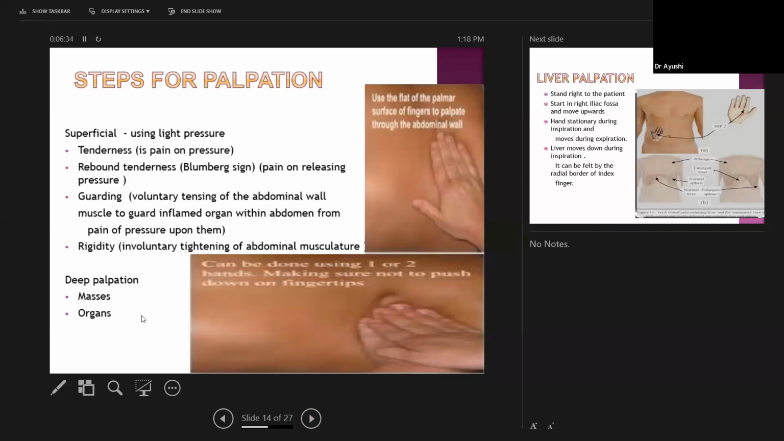Guarding is a voluntary tensing of the abdominal wall, and rigidity is involuntary tensing of the abdominal musculature. Then deep palpation can be done using one or two hands, making sure that we do not push with the fingertips. It is for masses and organs.